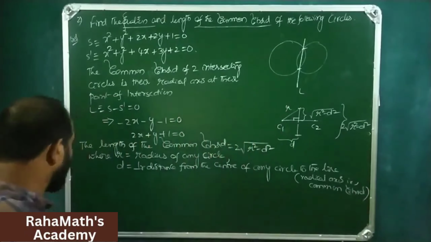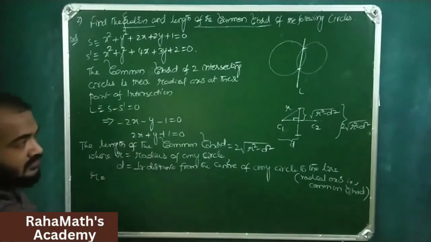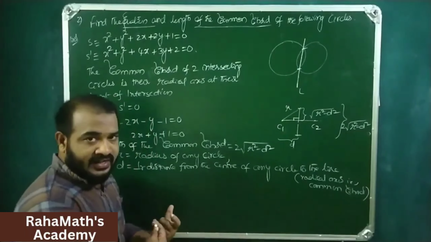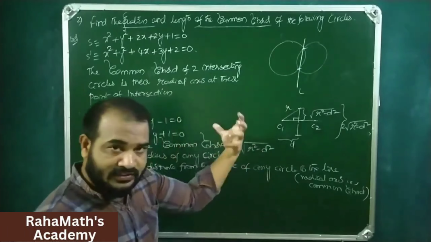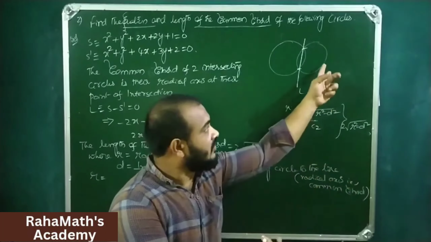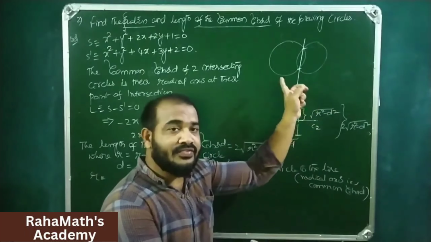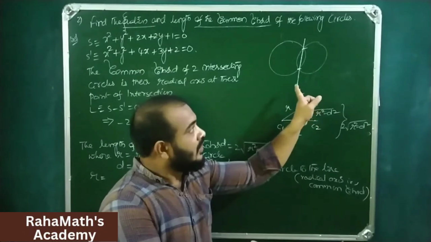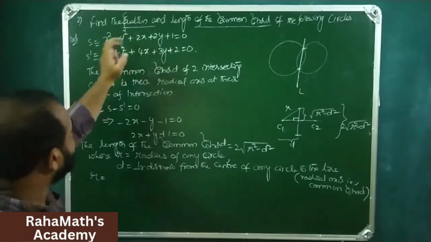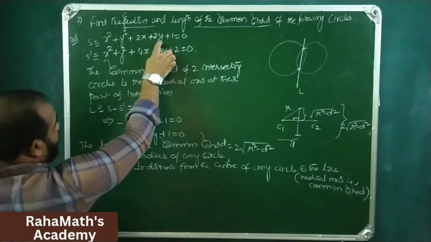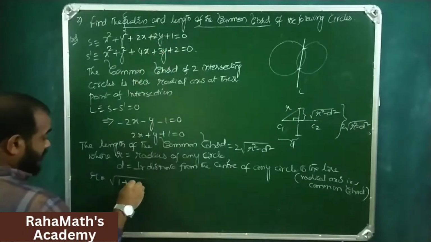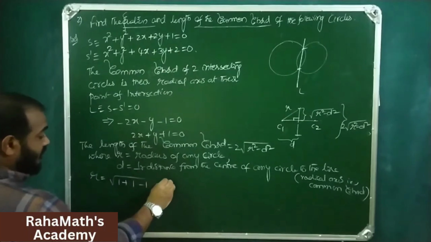So this is equal to, now what is the radius of the first circle? Let us take one circle. If we take the radius for the first circle, the first circle's center is to be taken into consideration, not the second. And D is the perpendicular distance from the center of the first circle to the line. Okay, so R is equal to, what is the center of this? Minus 1, minus 1. Radius is minus 1 whole square, 1 plus 1 minus 1. This is equal to 1.